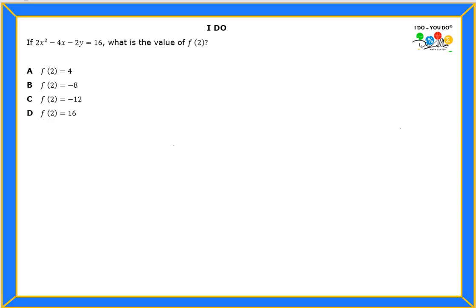And it says, if 2x squared minus 4x minus 2y equals 16, what is the value of f of 2? Okay, so we're looking for the value of f of 2. So what does that mean? Well, basically, they want you to evaluate, let's write it down over here. We're going to evaluate my equation when x is equal to 2, okay?